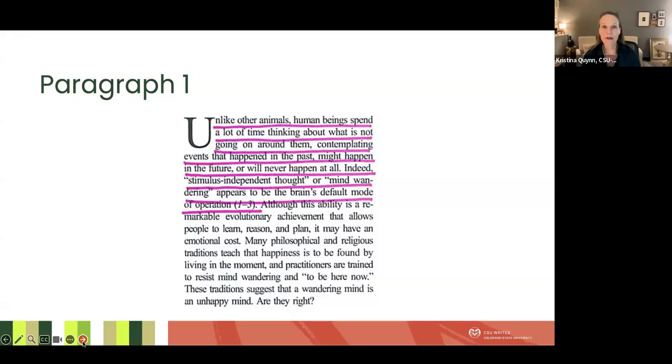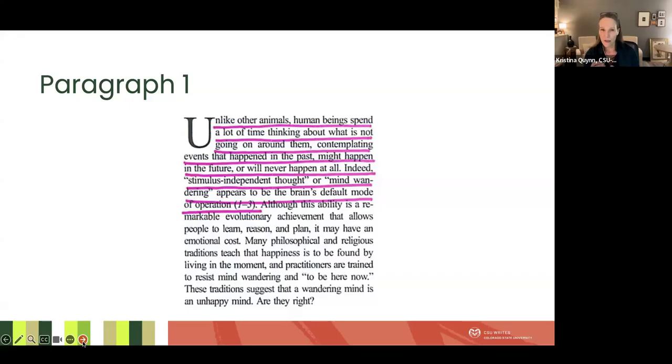But their main point is that unlike other animals, human beings spend a lot of time thinking about what is not going on around them, contemplating events that happened in the past, might happen in the future, or will never happen at all. Indeed, stimulus independent thought, or mind wandering, nice little definition right there, appears to be the brain's default mode of operation. We have the main point about stimulus independent thought and that it appears to be a default operation.